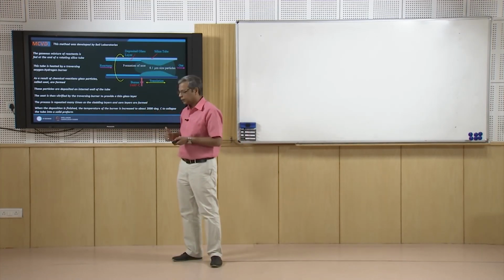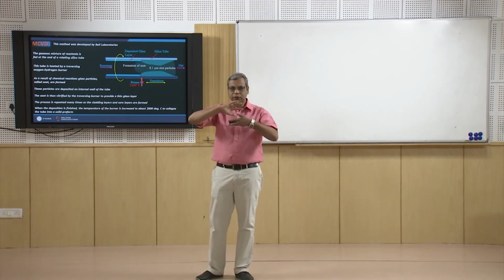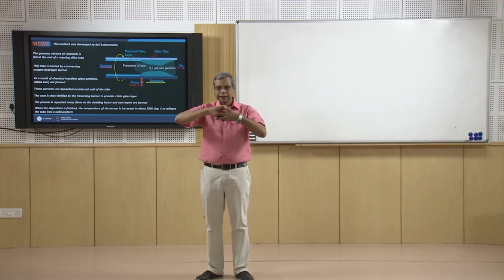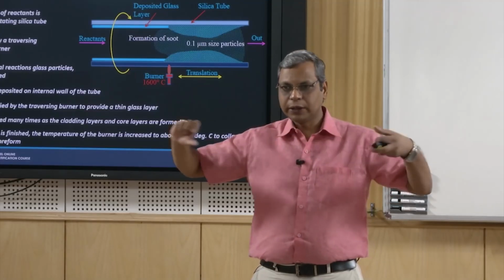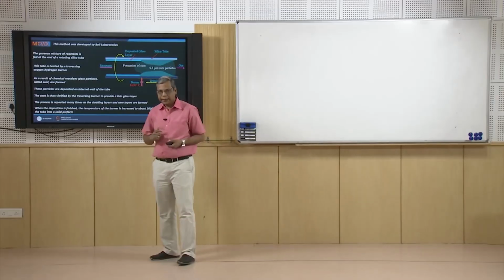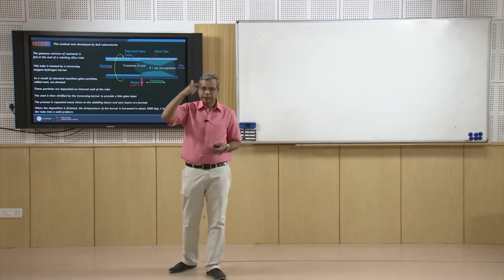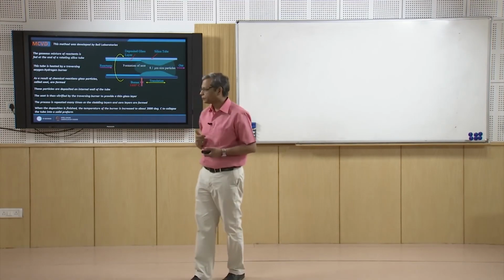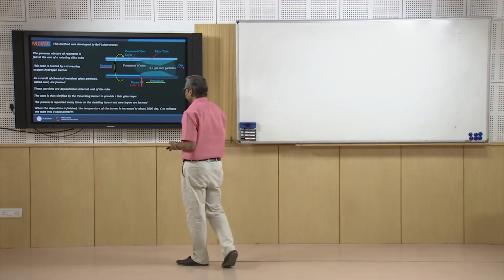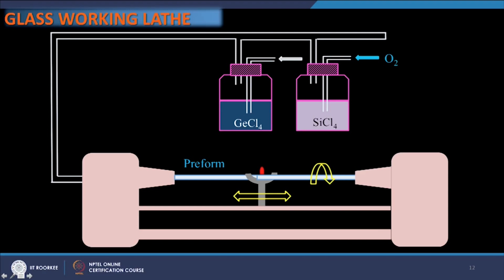Then there is outside vapor deposition, OVD technique, which has been exclusively used by Corning since 1970s. You remember that Corning Glassworks was the first company which produced a fiber with very low loss. In 1970, the fiber they produced had a loss of 16 dB per kilometer, and that marked the revolution in optical fiber communication actually.